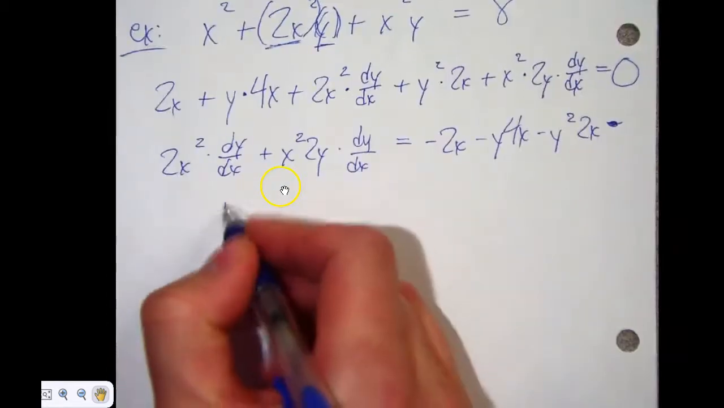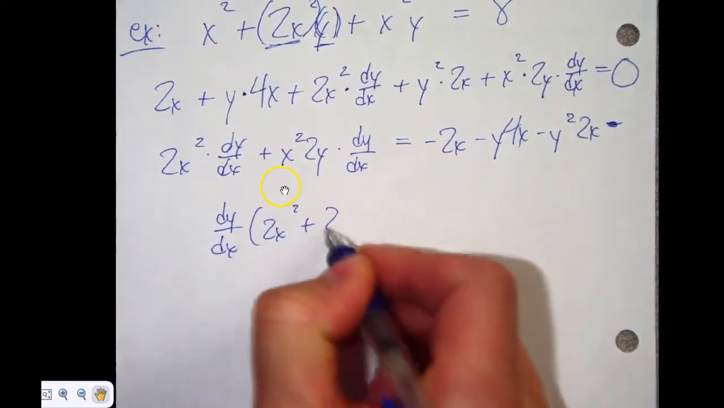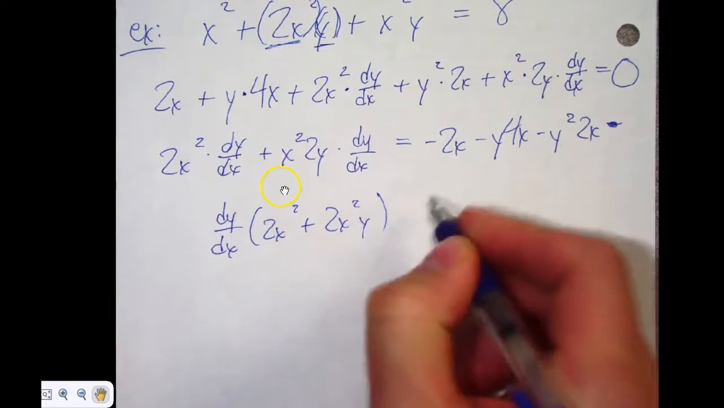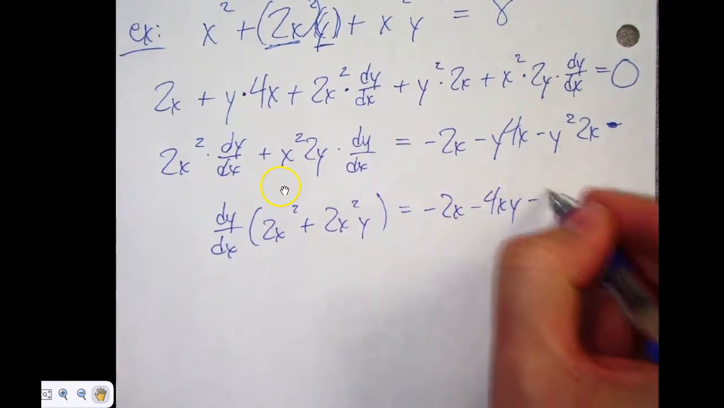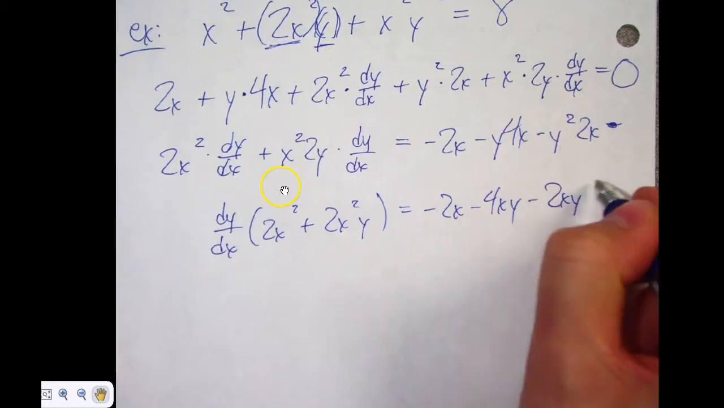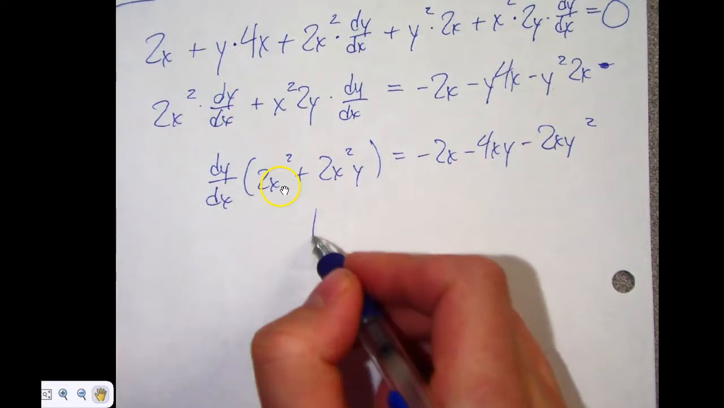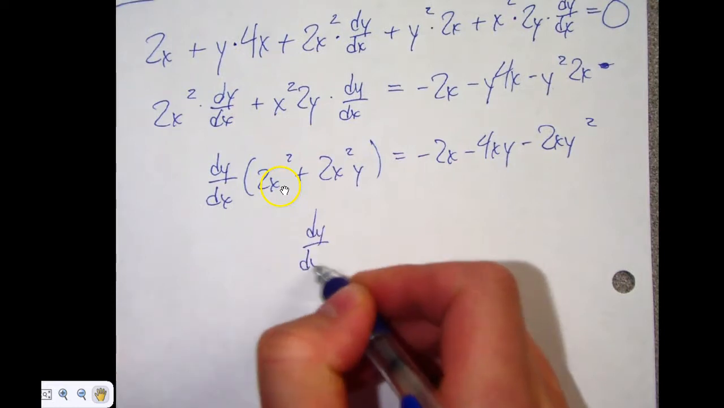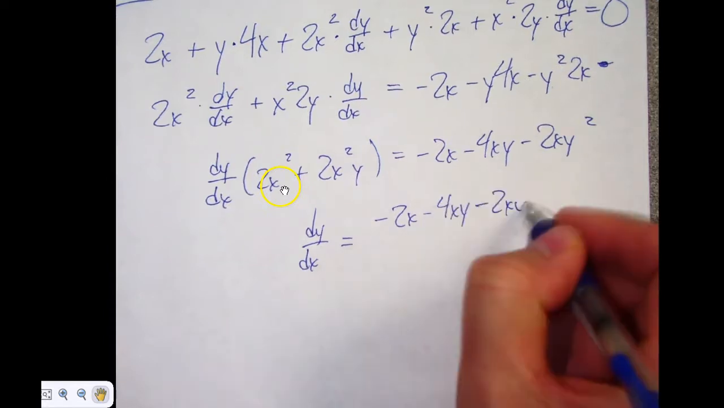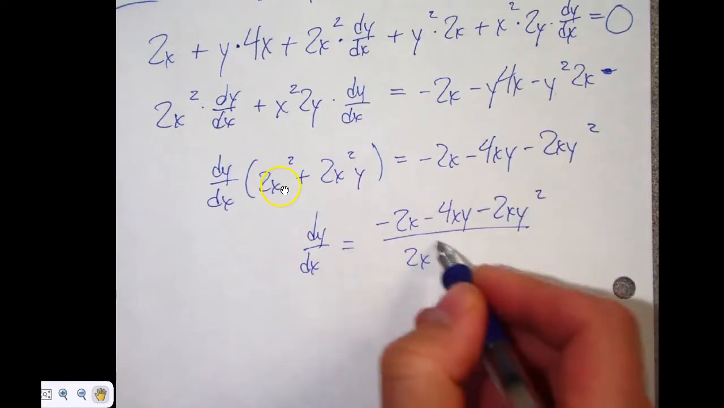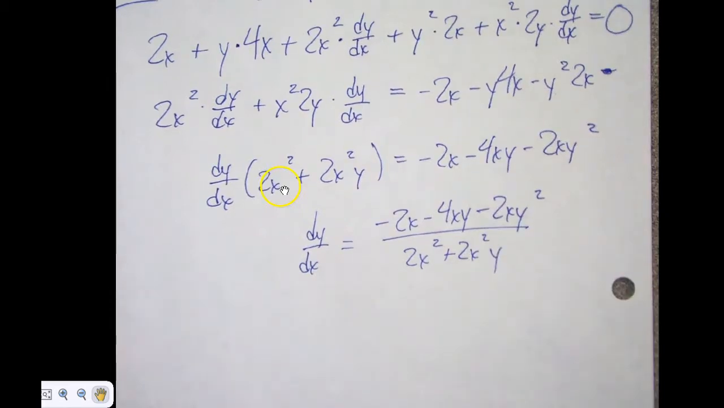Okay. So I'm going to take the dy dx out. What will be left is 2x squared plus 2x squared y. This step, I think, as you're going, will start to feel like a waste of your time, but only if you're getting them right. And then you divide by that stuff. And we get there.